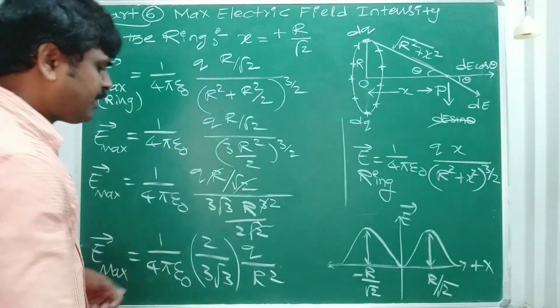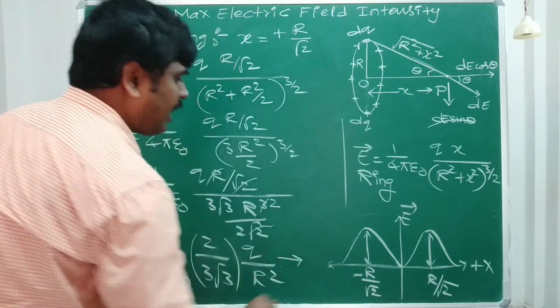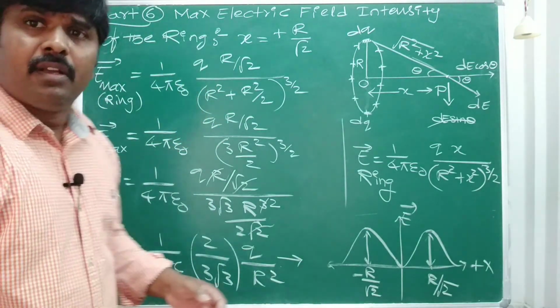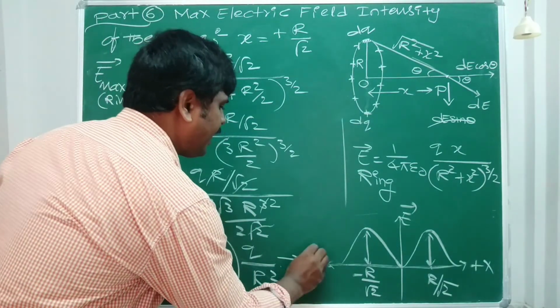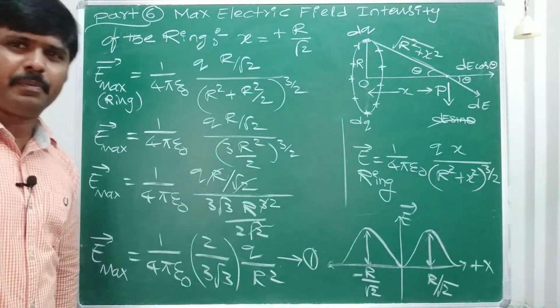These are very important concepts for the ring electric field intensity. So this is taken as equation number 1.